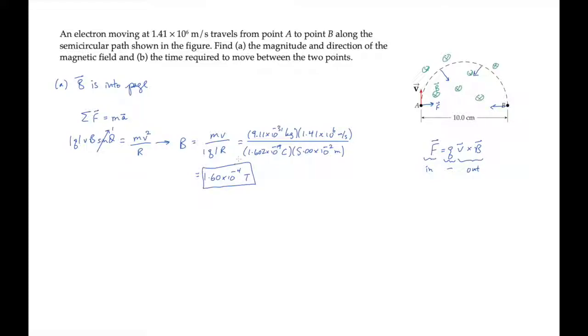Part B asks us for the time required for the electron to move from point A to point B. The electron's speed is constant, so we can equate it to the distance traveled, halfway around a circle, divided by the time it takes, t. Solve this for the time, and substitute all the values we were given, finding that it takes the electron 1.11 times 10 to the minus 7 seconds to make its way around the semicircle.